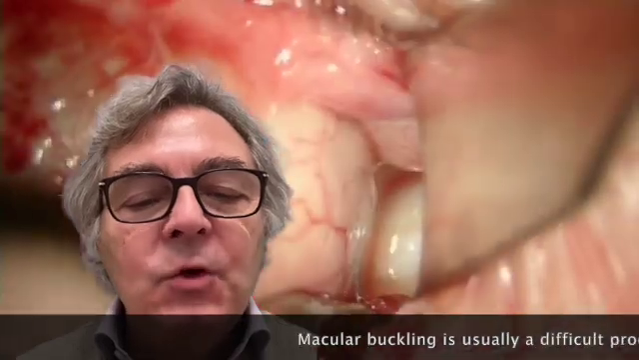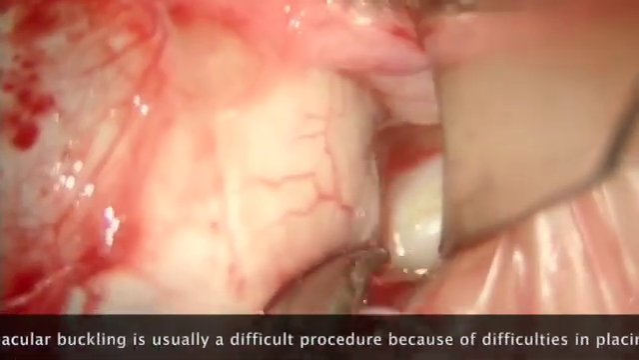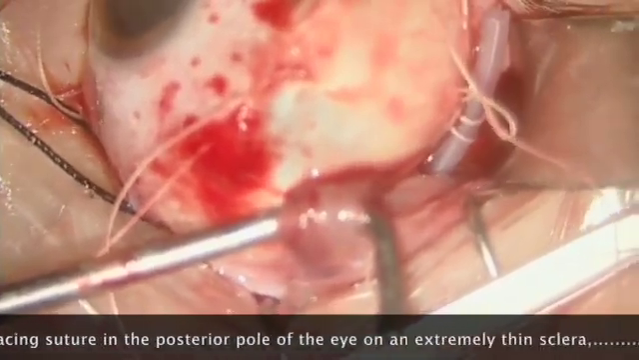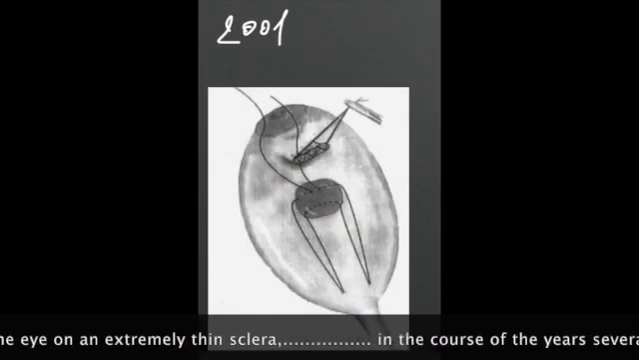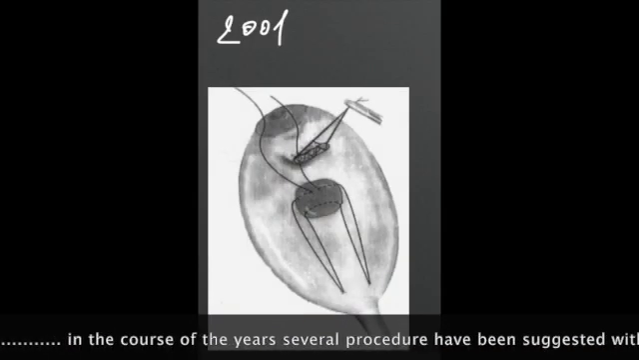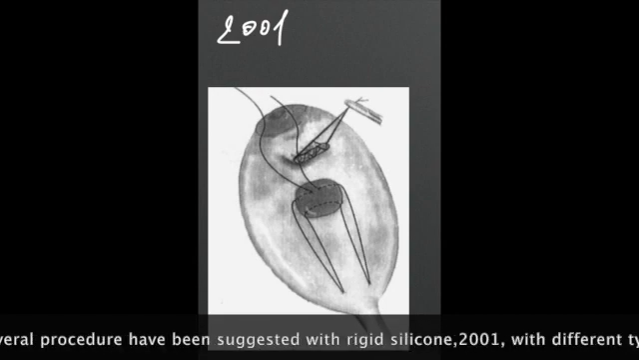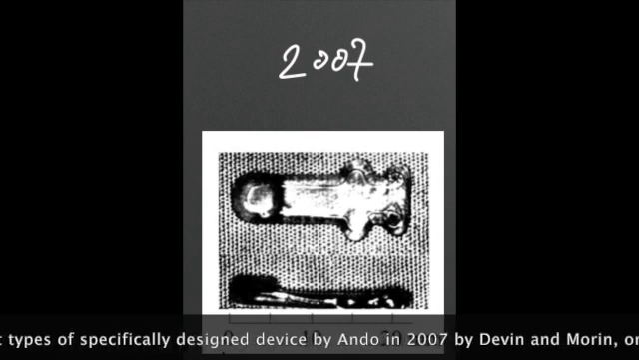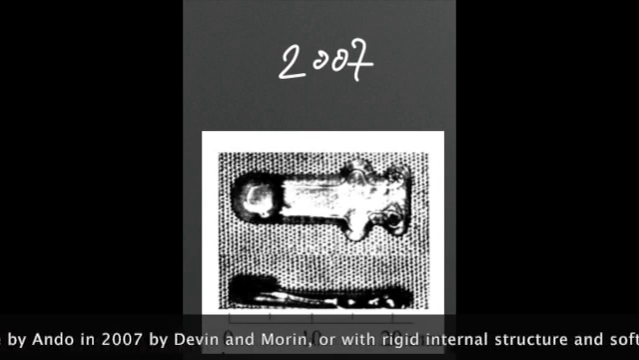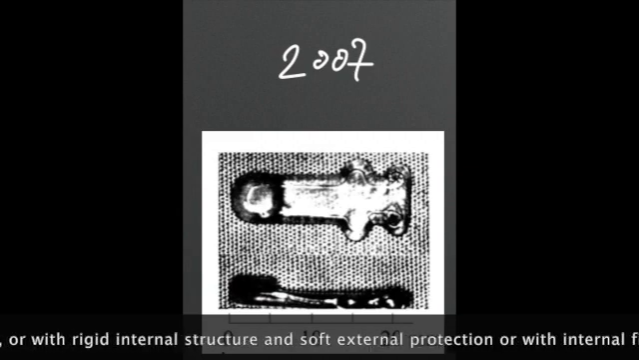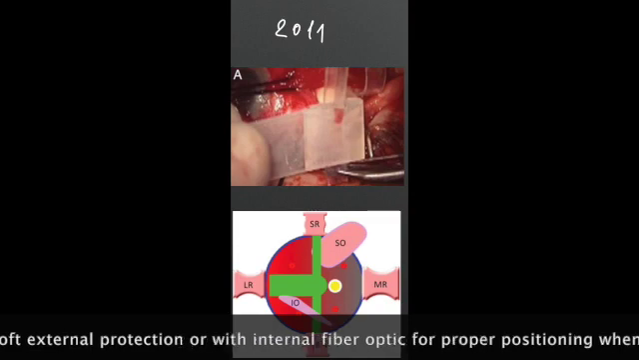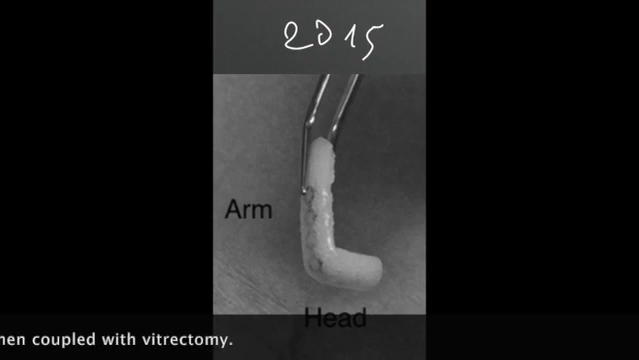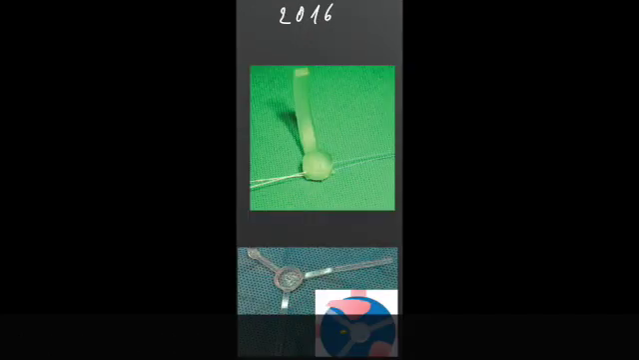Macular buckling is usually a difficult procedure because of difficulties in placing sutures in the posterior pole of an eye with an extremely thin sclera. Over the years, several procedures have been suggested with rigid silicone, with different types of specifically designed devices by Ando in 2007, by Devin and Morin, or with rigid internal suture and soft external protection, or with internal fiber optics for proper positioning when coupled with vitrectomy.